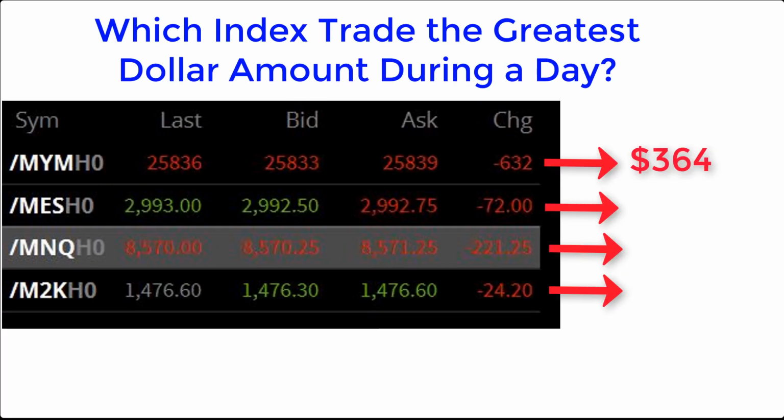And another question I get a lot is, which one is the most volatile or risky? And you can see the top 3, the DJIA, the S&P 500, and the NASDAQ, all vary about the same amount during the day. The least volatile, which I mentioned before, is the Russell 2K because it's a very broad index.